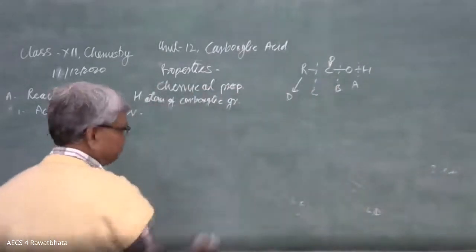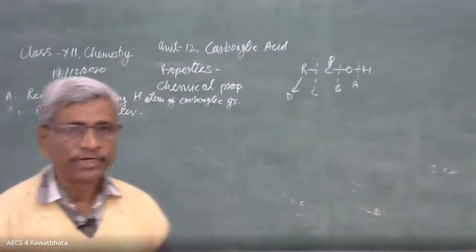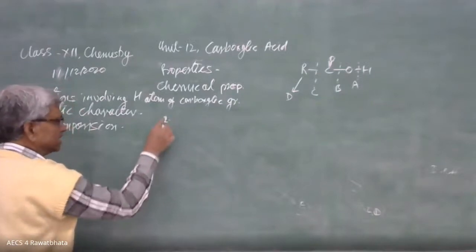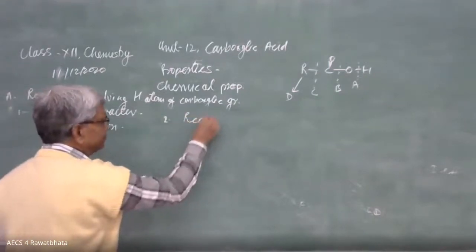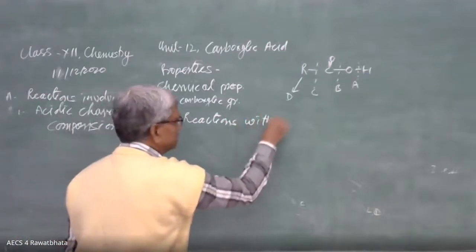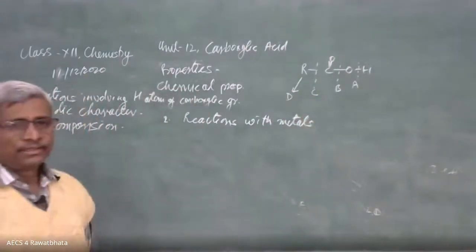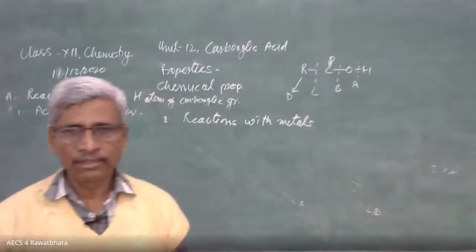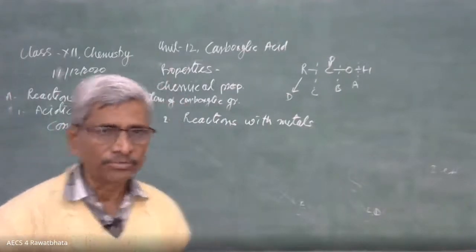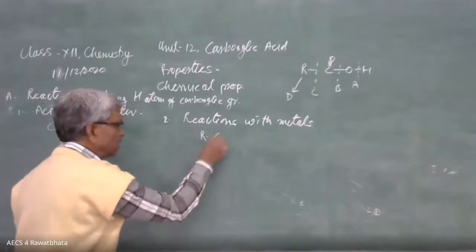Some proof behind this acidic character is needed. Very simple, it is not that important. This is the second reaction we can say, reactions with metals. Acids combine with metals to give hydrogen gas. They form the salt of the acid and hydrogen gas. Carboxylic acid is also doing like that.